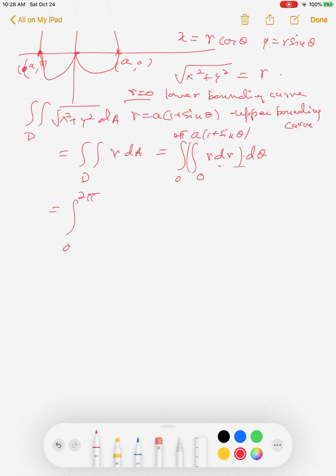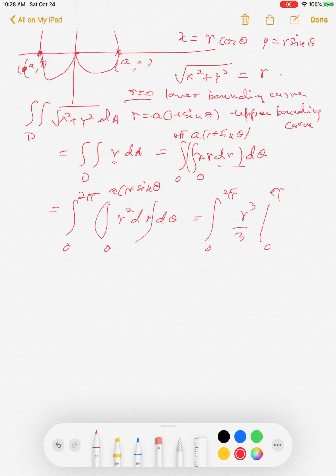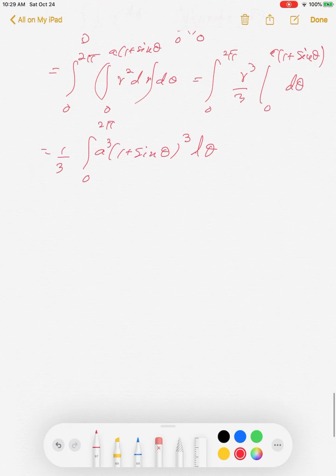So this is going to be the integral from 0 to 2 pi. I forgot, I have an r and then another r dr d theta, so this will be r squared dr d theta, with r between 0 and a times (1 plus sine theta). So this is the integral from 0 to 2 pi of r cubed by 3, from 0 to a times (1 plus sine theta), d theta. So it's 1/3, let's take it outside, integral from 0 to 2 pi, and the value is a cubed times (1 plus sine theta) cubed, and at 0 you get 0. This is a little messy integral, but it's not too bad.